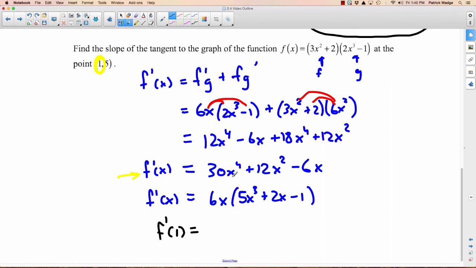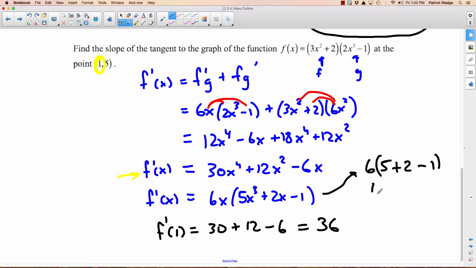30 times 1 to the 4th is just 1, so you get 30, plus 12 times 1 squared is just 1, so you get 12, minus 6 times 1 is just 6. So our answer would be 42 minus 6 is 36. Just to prove it to you, I'll do this very quickly. If you were to have done it in this one, you'd have 6 times 1 is 6, 5 times 1, 5, plus 2 times 1 is 2, minus 1. That's the same as 6 times 6, which is 36. So it works. It doesn't matter.